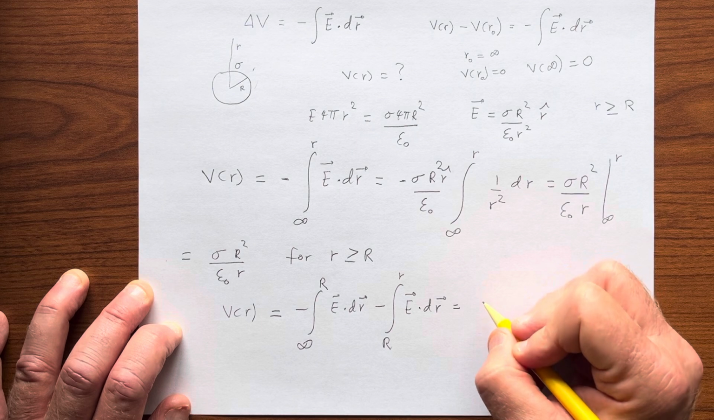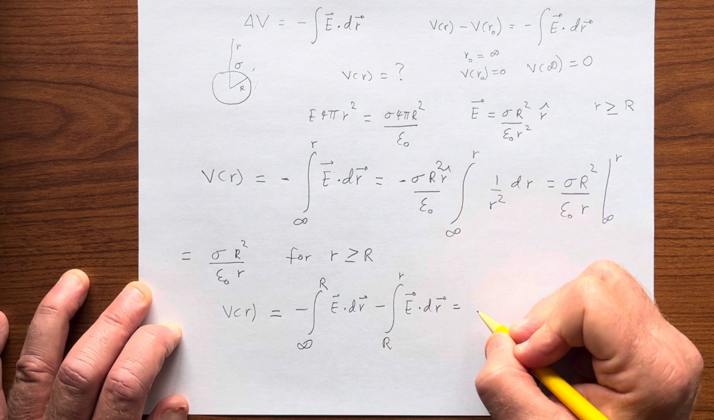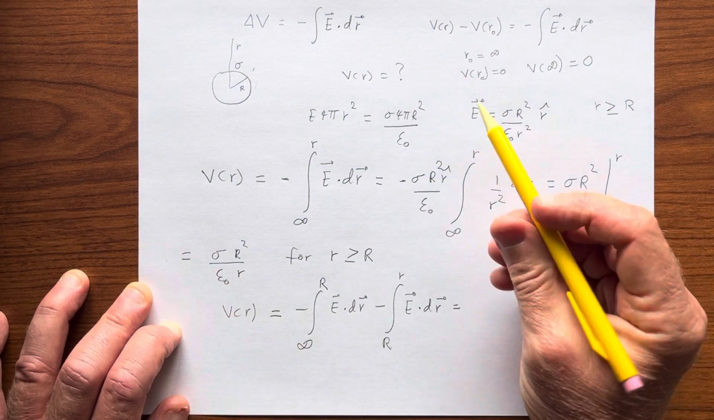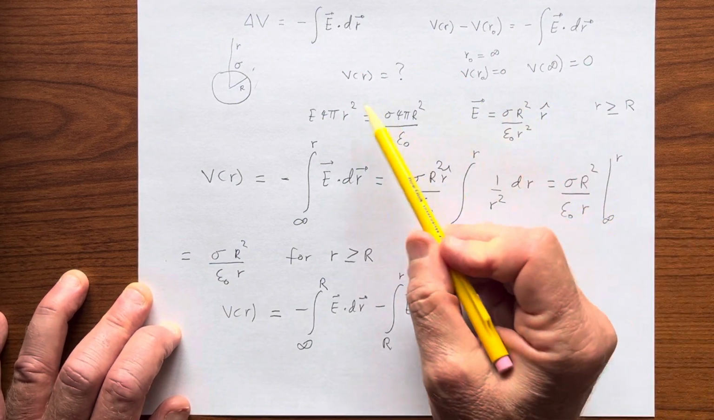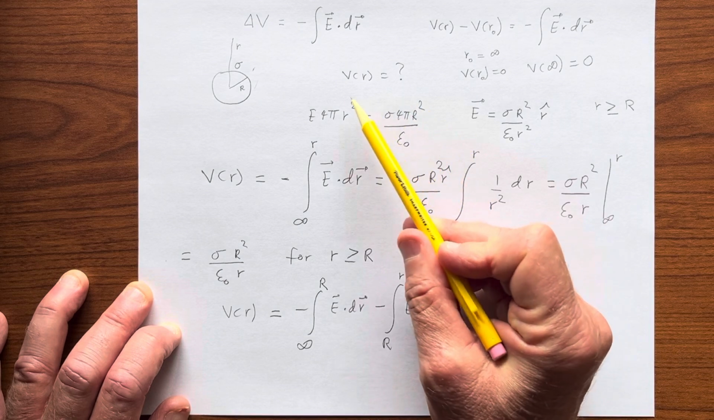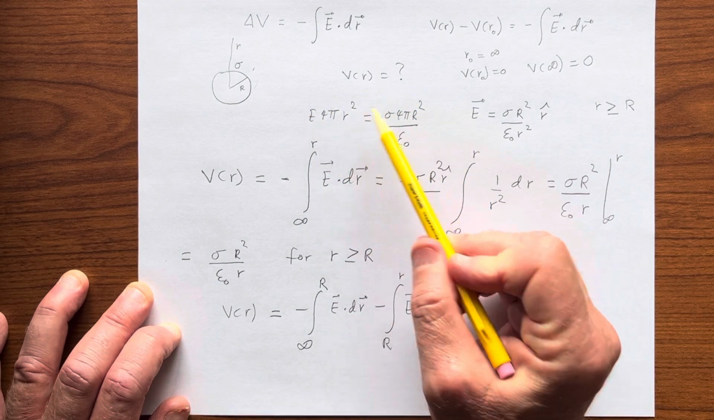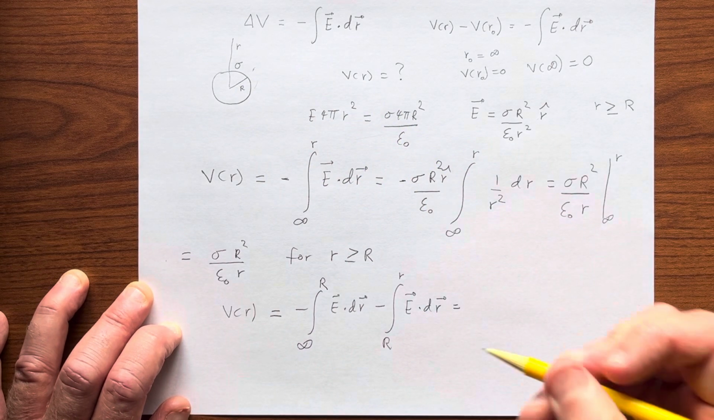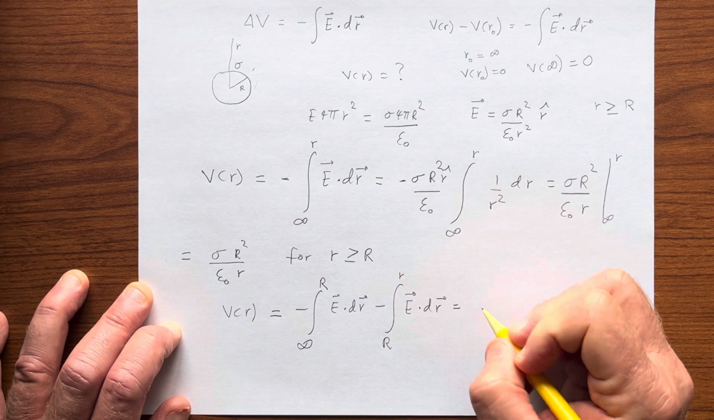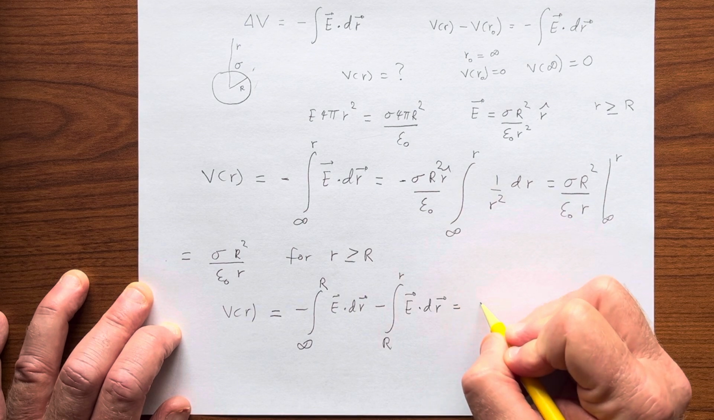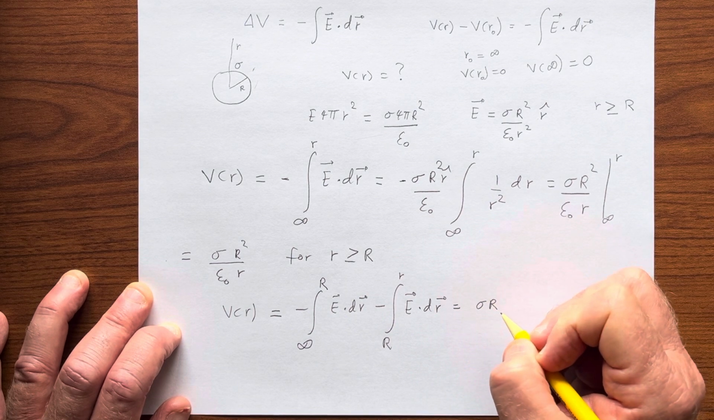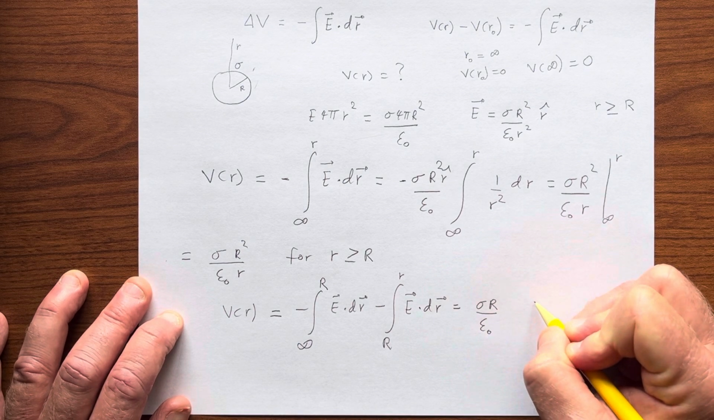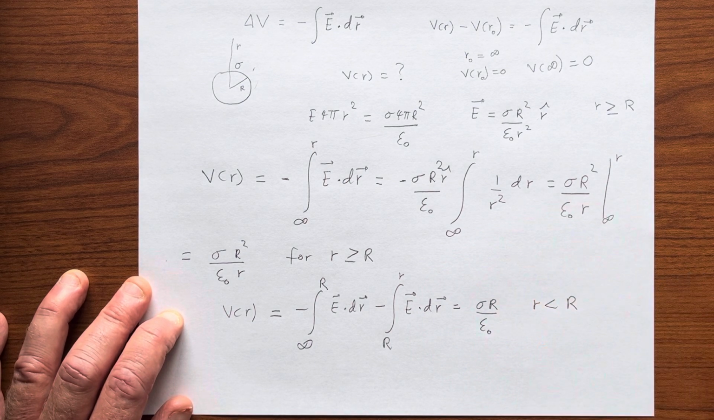Well, we know the electric field is actually 0 inside the shell. We only got the electric field outside, but if we do this calculation for the electric field inside, the left-hand side is the same, but the right-hand side has 0 because there's no charge inside. So we end up with just this term, which is simply sigma R over epsilon naught, replacing little r with big R, and this is the electric potential for r less than big R.